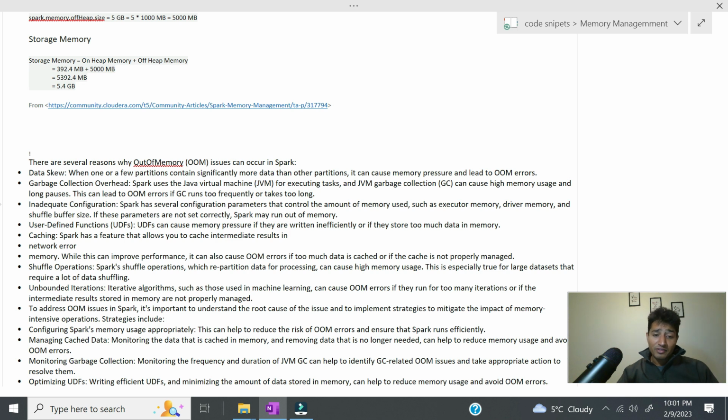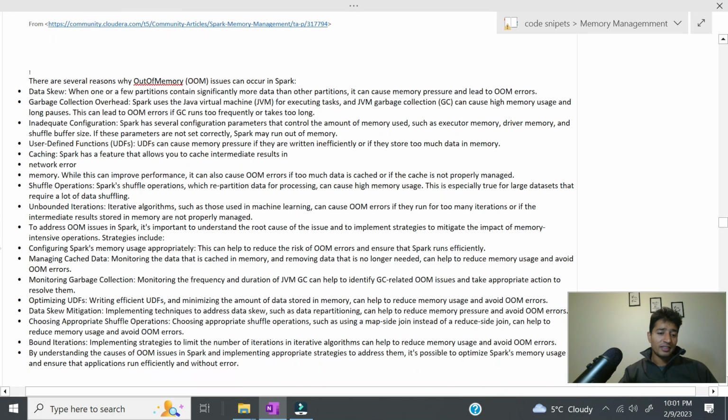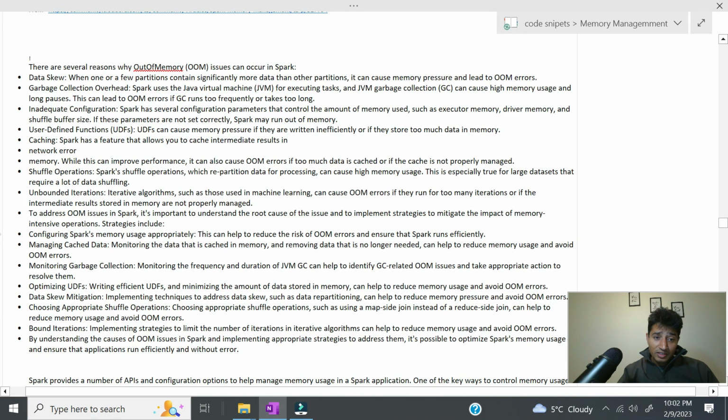If you have UDFs, UDFs can cause memory pressure if they process or write data inefficiently, or if they store too much data in memory. There can be network errors, there can be caching, because if you're caching too much, there will be issues, right? Shuffling operations: Spark shuffle operations, which repartition the data, can cause high memory usage.